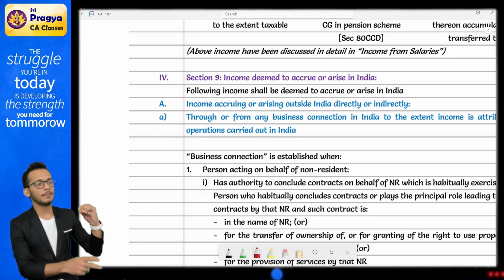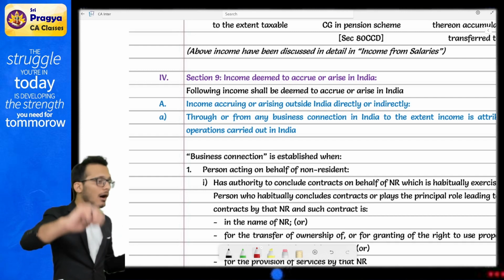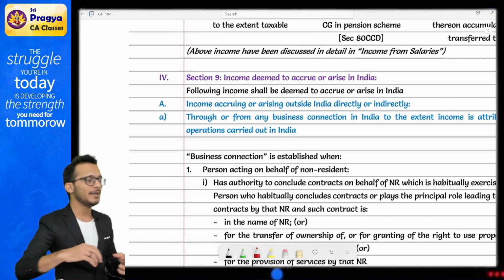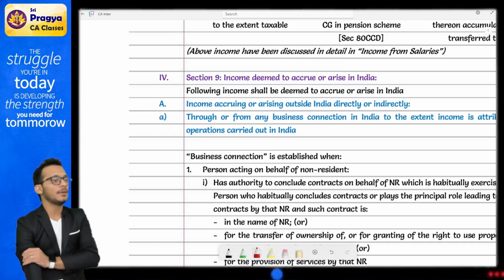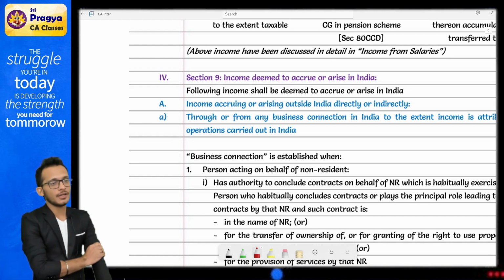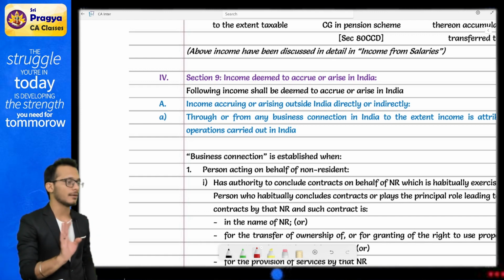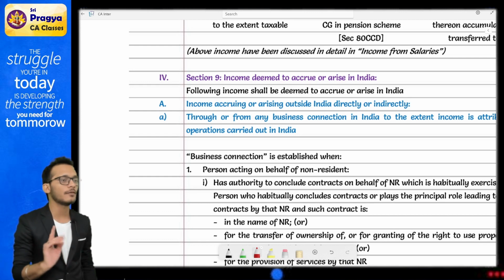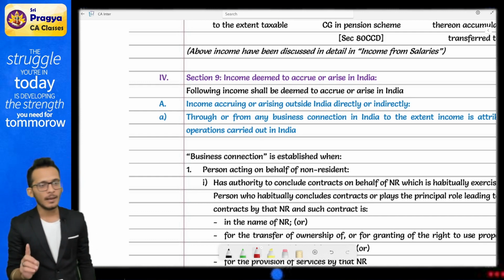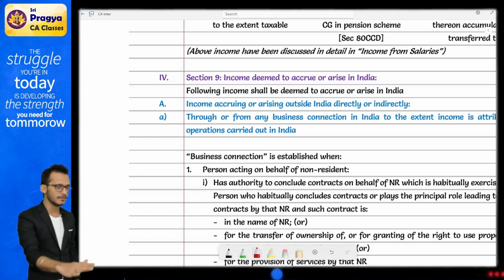If you are working in an embassy of India, which is outside India, which means you are receiving salary from the Indian government while working outside India, then also your income becomes taxable in India, because then I don't care even if you are working outside India or where your money is coming from. Because the money is coming from government, it is taxable in India.